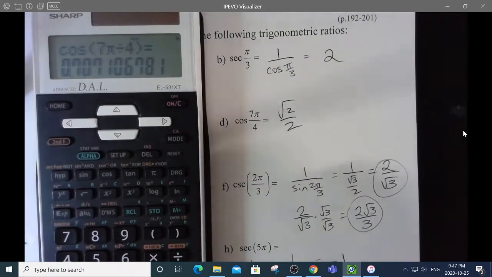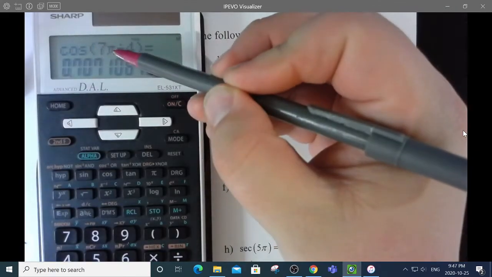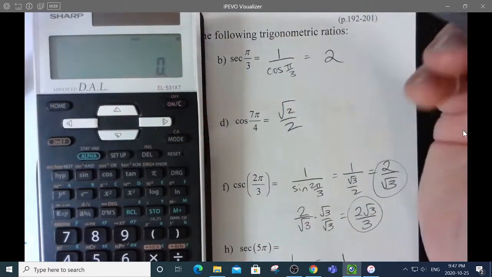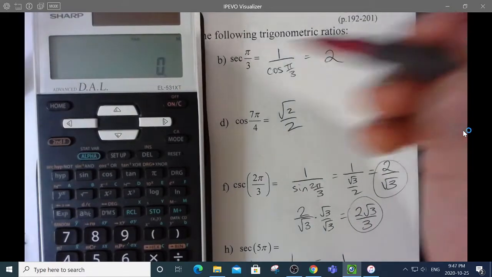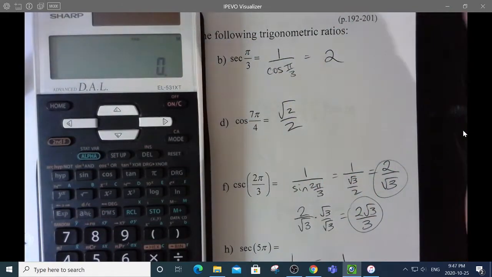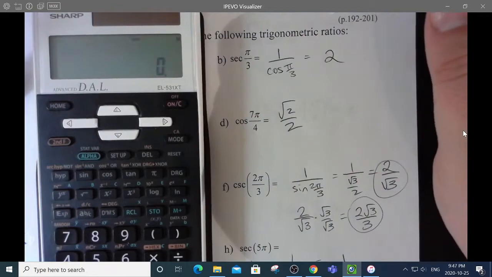By the way, you'll notice that I didn't hit a times between 7 and pi. On this calculator, that's fine. On some calculators, that's not fine, and you'll see that it'll even say error because you just put two symbols together and it didn't know what to do with them. So you might have to hit a times button.